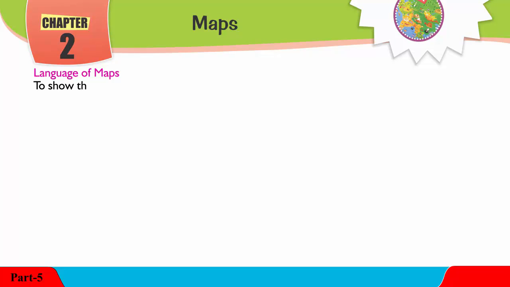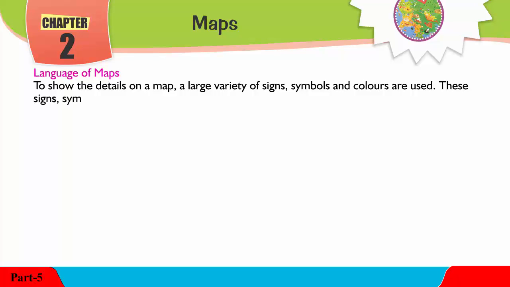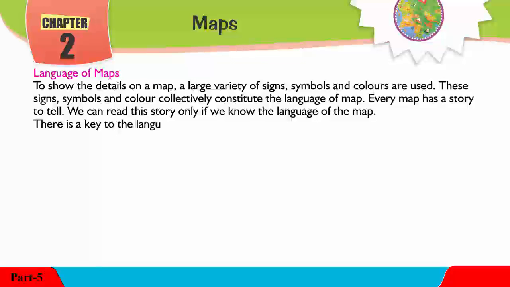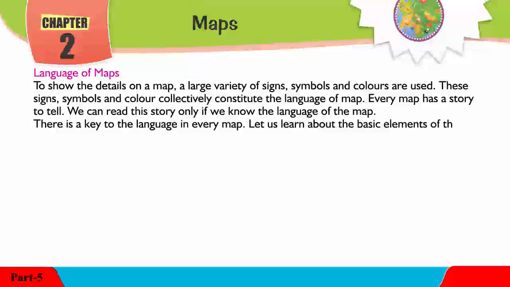Language of maps. To show the details on a map, a large variety of signs, symbols, and colors are used. These signs, symbols, and colors collectively constitute the language of maps. Every map has a story to tell. We can read the story only if we know the language of the map. There is a key to the language in every map. Let us learn about the basic elements of the language of maps.